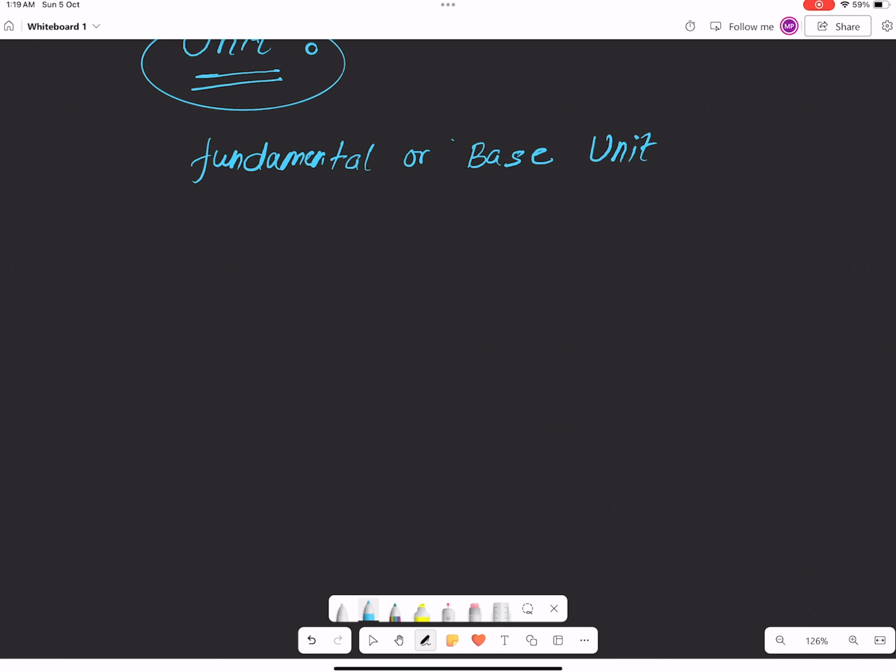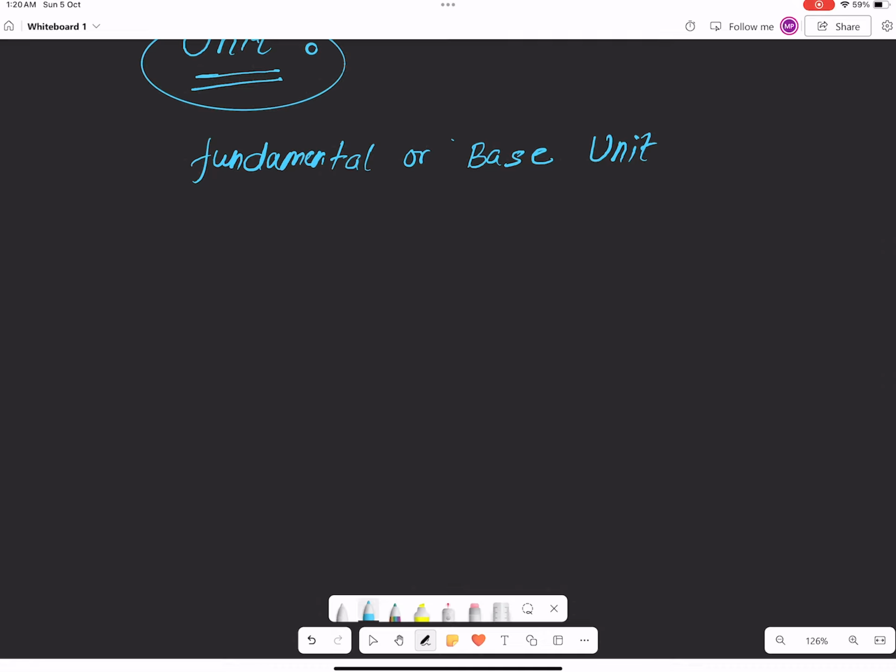Now let's talk about fundamental or base unit. Although the number of physical quantities appear to be very large, we need only a limited number of units for expressing all the physical quantities because they are interrelated to one another. The units for the fundamental or base quantities are called fundamental or base unit.